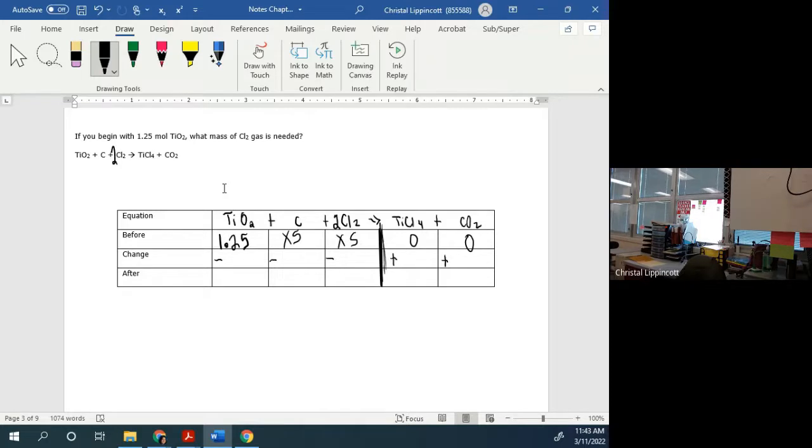Take your number up into the cloud. Take that 1.25 up into the cloud and figure out what everything is. Once you figure out your mole amount, then what do you got to do? They don't want the answer in moles. They want it in grams. Yep. So you got to convert it to grams. Where's your cloud?